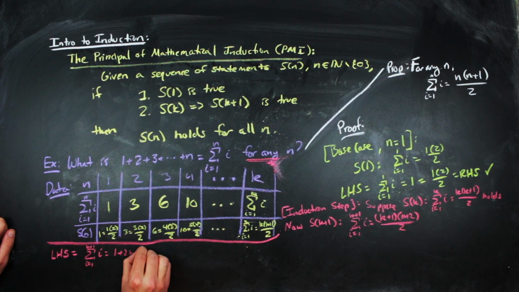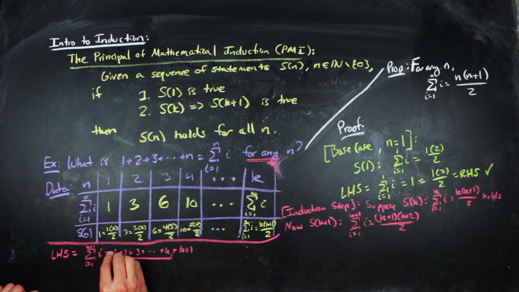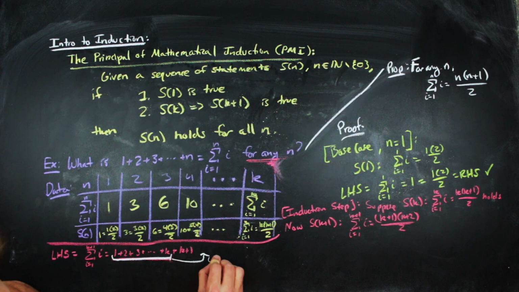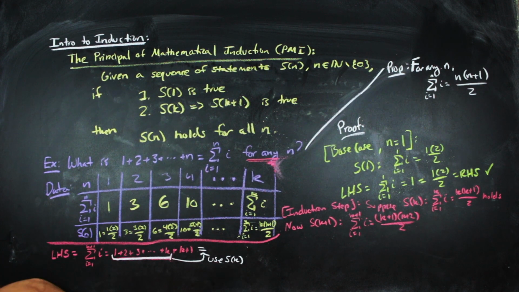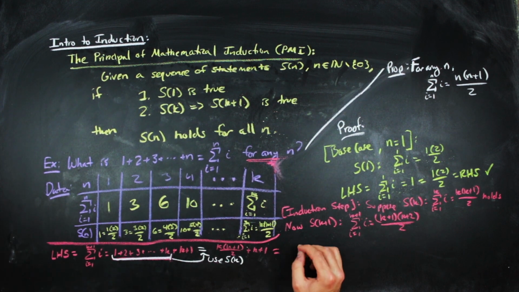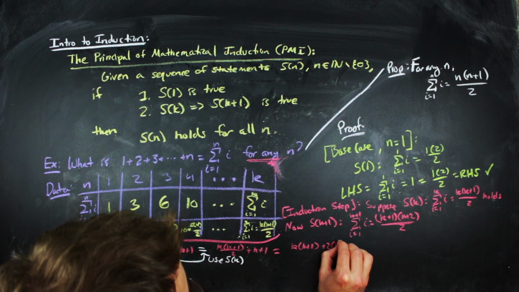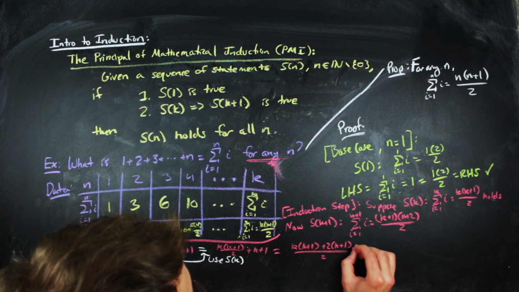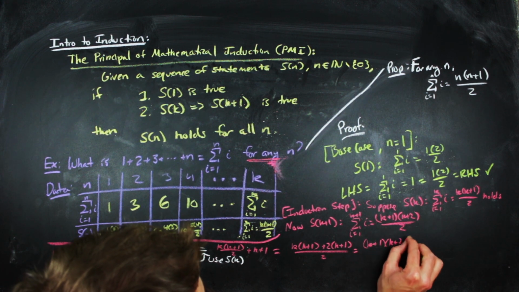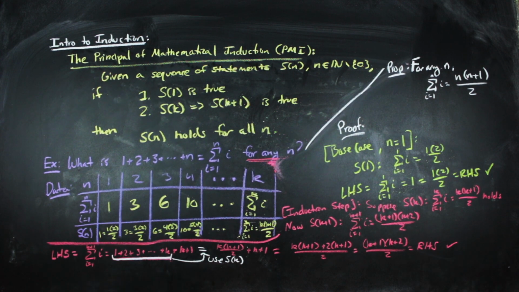Once again, we proceed with a left-hand side, right-hand side argument. First, note that we can break up the left-hand sum in the following way. Doing so, we can use the equality granted to us by the assumption that S of k is true. This yields the following. Getting a like denominator, we have k times the quantity k plus 1 plus 2 times the quantity k plus 1, and that all over 2, which with some factoring is equal to k plus 1 times k plus 2 all over 2. And this is the right-hand side.